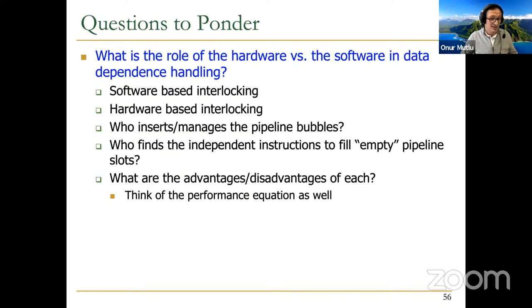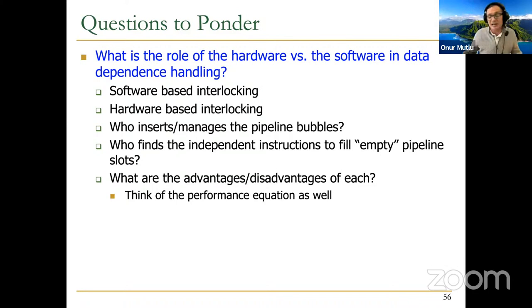I'm not going to go through the details. I've given you certainly some examples where the software can insert no-ops, software can reorder instructions. Certainly, that complicates the software, right? But it simplifies the hardware. Whereas if the hardware does the stalling, et cetera, that complicates the hardware. But now the software is off the hook, if you will.